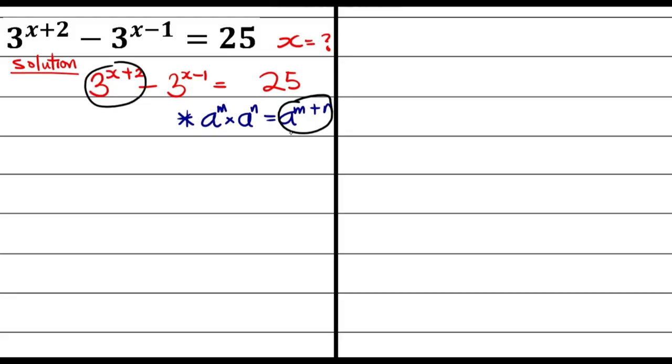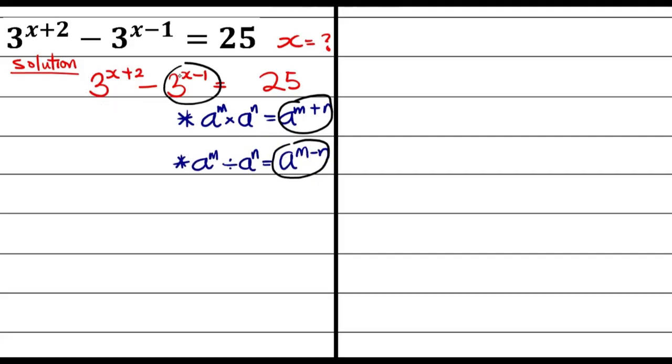So we're going to need to write the left hand side in that format. At the same time, when we have a raised to the power of m divided by another a raised to the power of n, the result is a raised to the power of m minus n. As we can see, this format is exactly what we have here too. So we're going to need to write the left hand side of that.